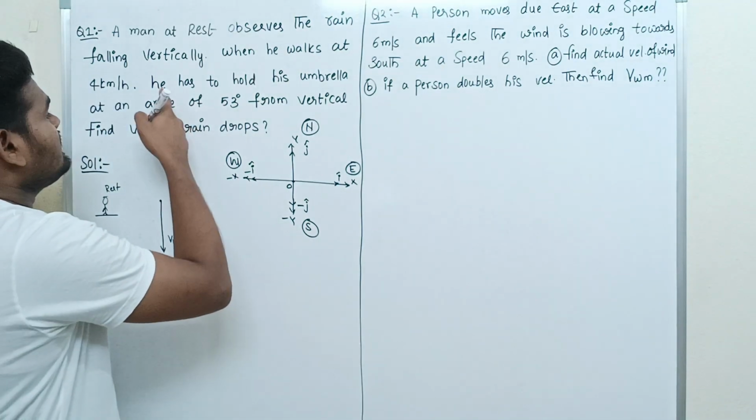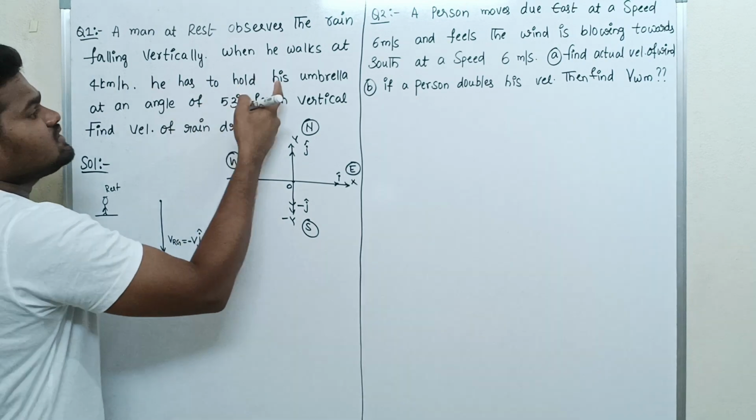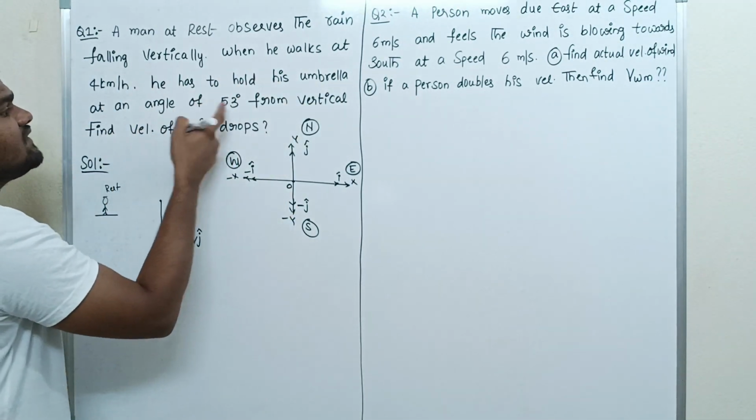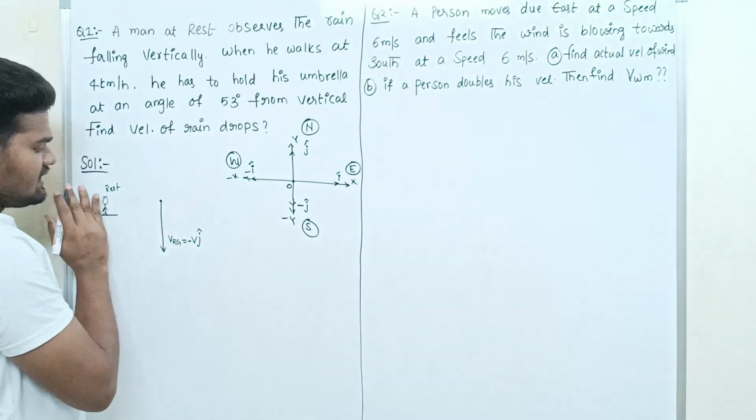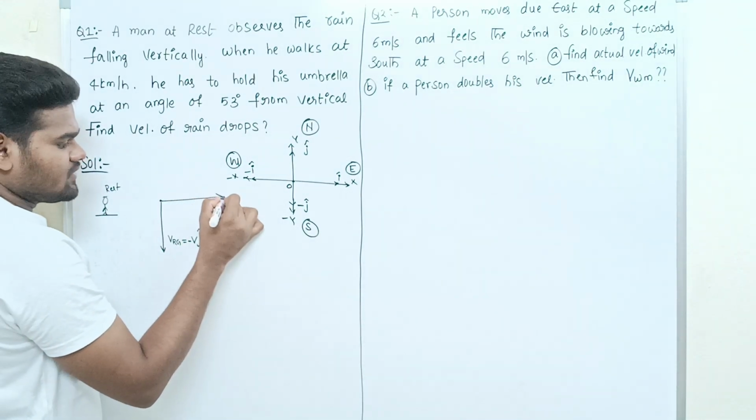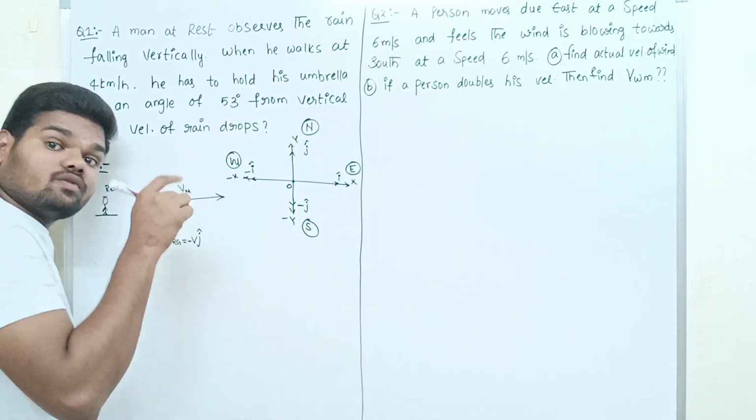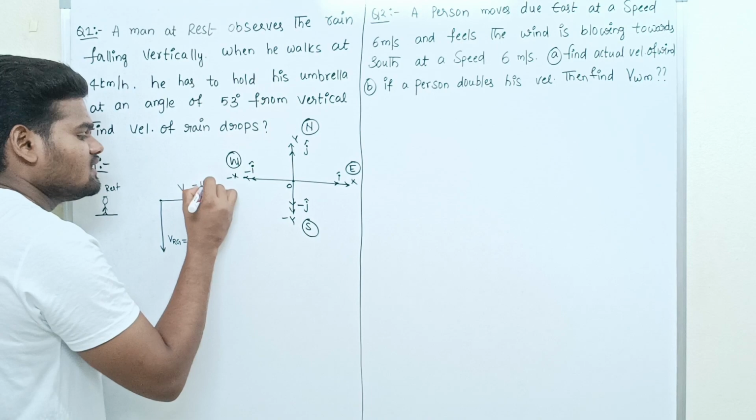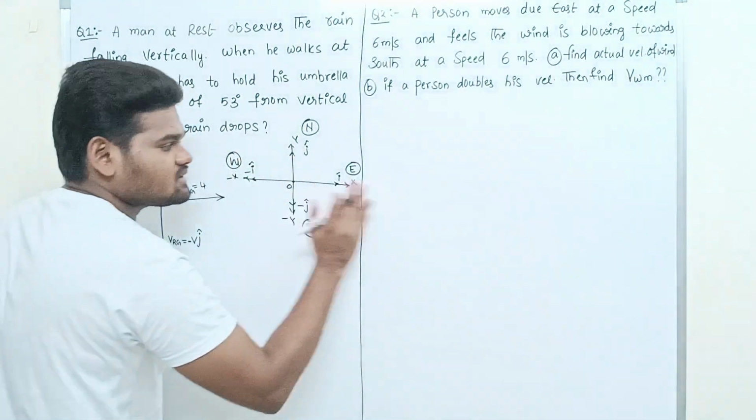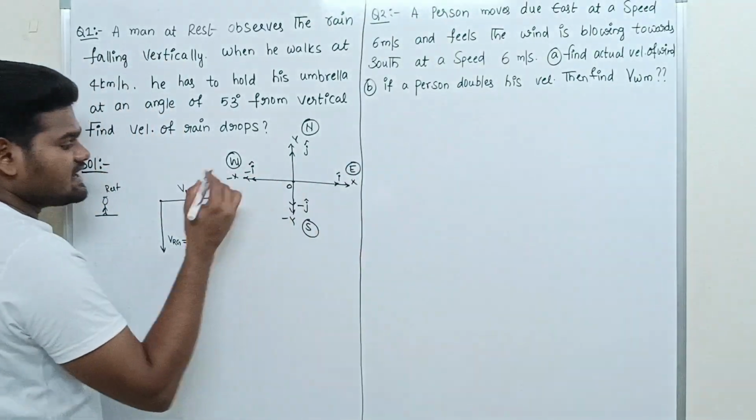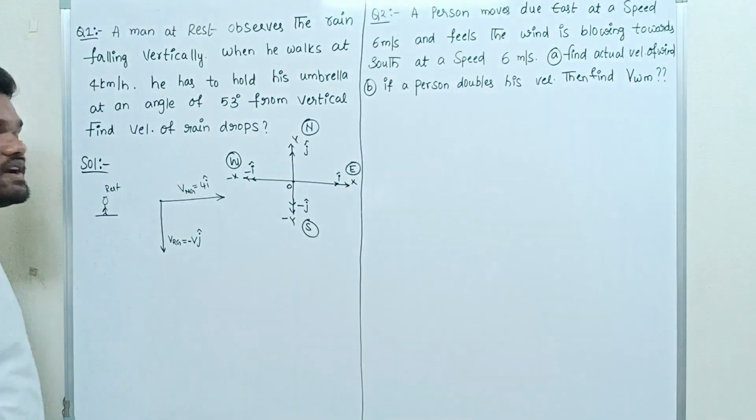Now when he walks at a speed of 4 km per hour, he has to hold his umbrella at an angle of 53 degrees from vertical. So now he started moving like this. The velocity of man with respect to ground is how much? 4 km per hour, moving in this direction. What is the unit vector along this direction? I cap is the unit vector. So this is the velocity of man with respect to ground.